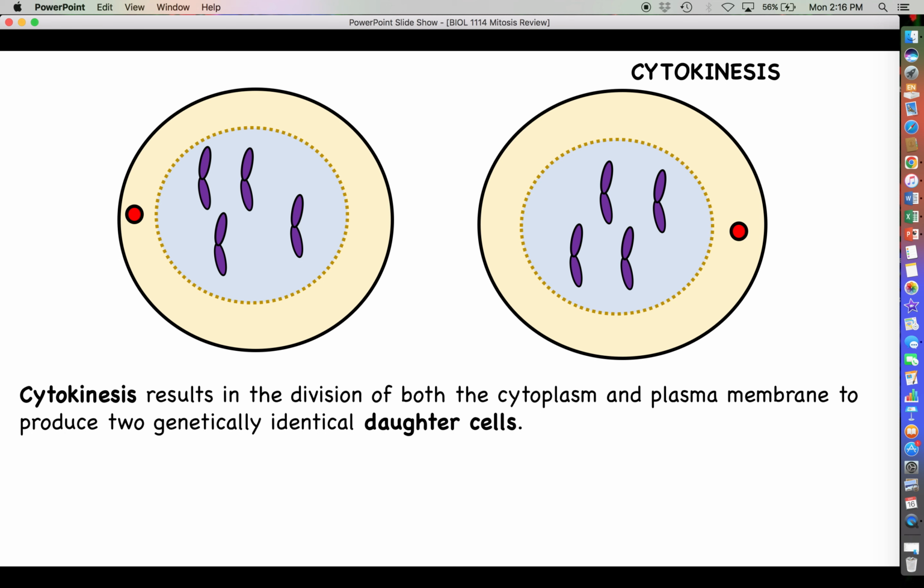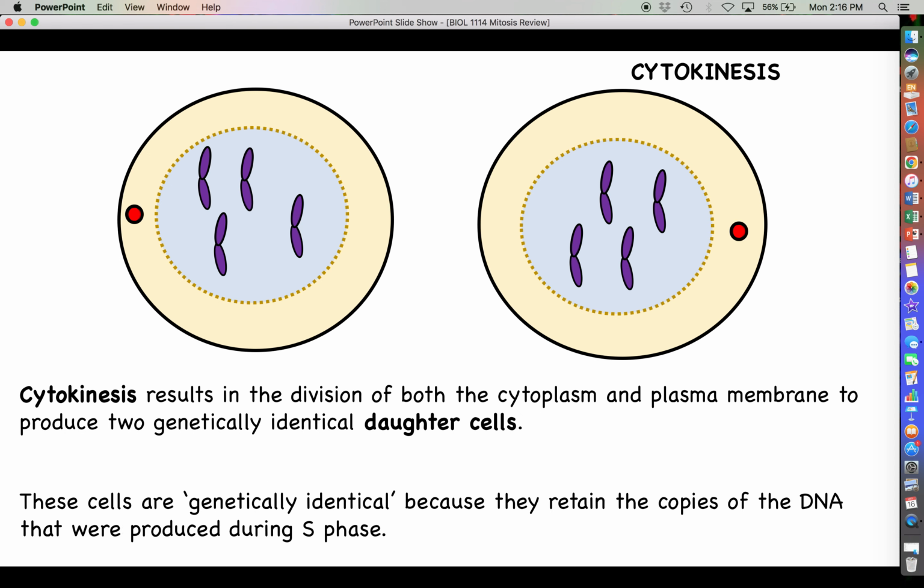After cytokinesis, which results in the division of both the cytoplasm and plasma membrane of the big parent cell into 2 genetically identical daughter cells, we can say that these cells are genetically identical because they are retaining the copies of the DNA that were produced during S phase. And you'll recall, we made a big old deal about how that duplication has to be pristine. You cannot have any differences between the DNA after S phase compared to the DNA before S phase.